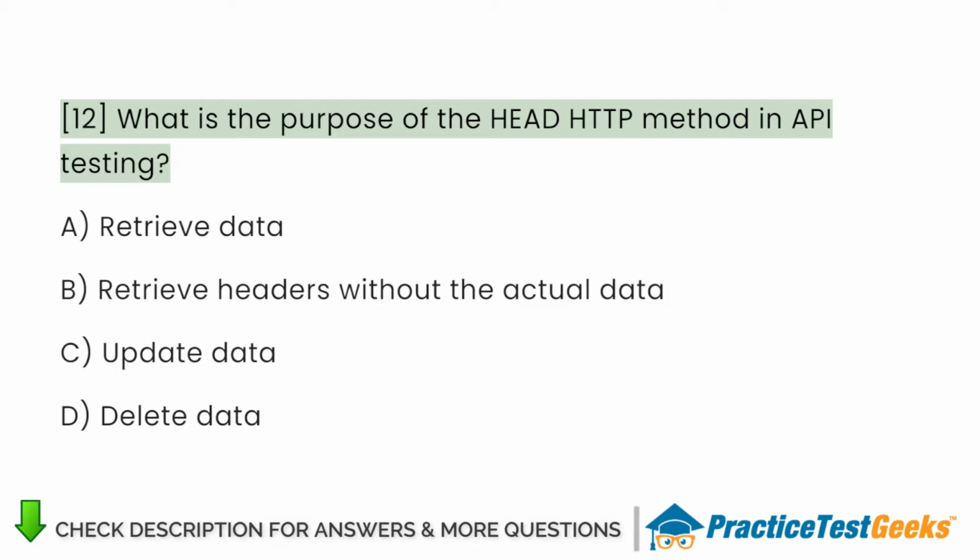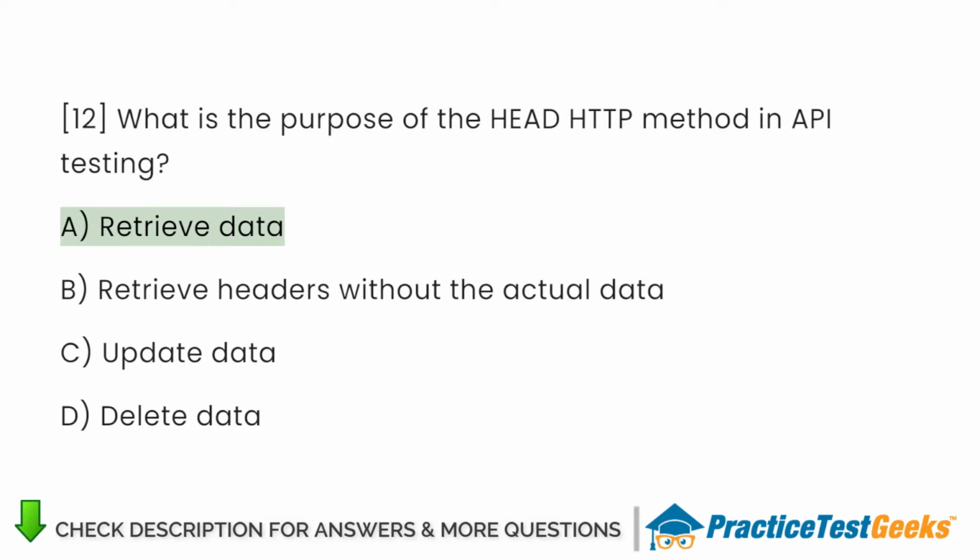What is the purpose of the head HTTP method in API testing? A. Retrieve data. B. Retrieve headers without the actual data. C. Update data. D. Delete data.